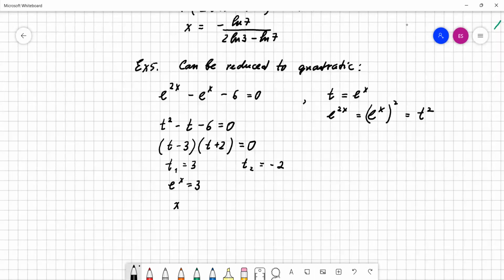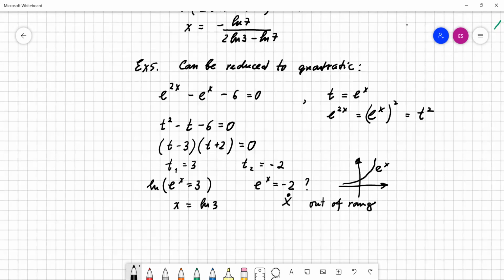So what is x? Well, take a ln of both sides. ln is going to give me a ln of 3. I took a ln of both sides. Here, guys, e to the power of x equals negative 2 looks a little bit strange, because we remember that the exponential function was looking like this, right? e to the power of x never has a negative value. So this equation has no solution, because this minus 2 is out of range of the function e to the power of x. So we have just one solution, x equals ln of 3. I'm going to box it. Okay.